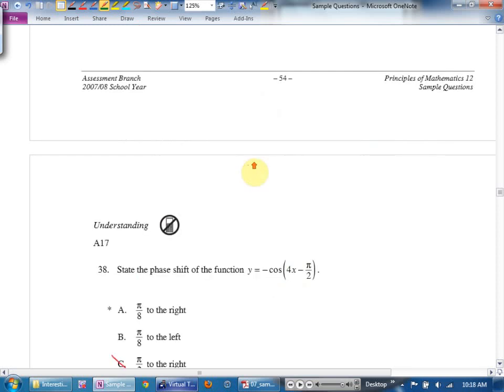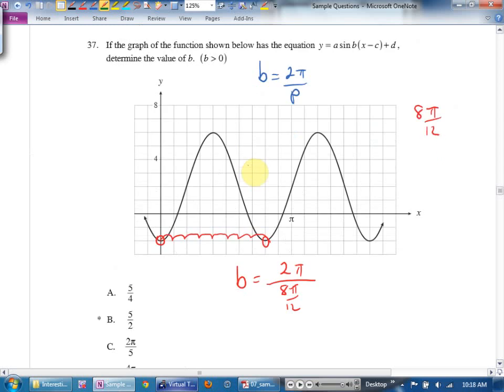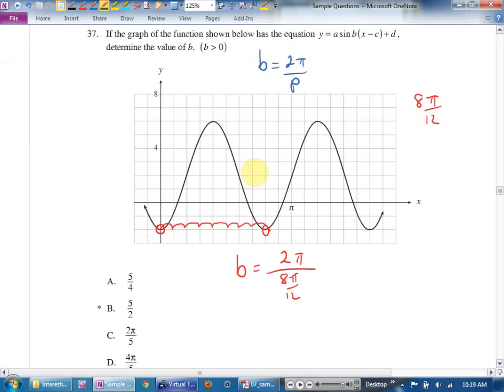Say that again, sorry? Isn't what 24 pi over 8 pi? Right here? I don't know. Let's see. It's 10. Did I count wrong? 1, 2, 3, 4, 5, 6, 7, 8, 9, 10. How the heck did I do that? Tell me sooner if I make a mistake.